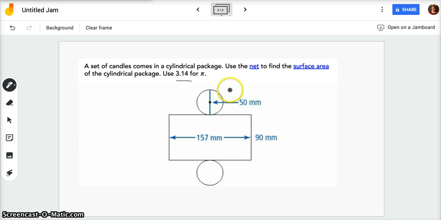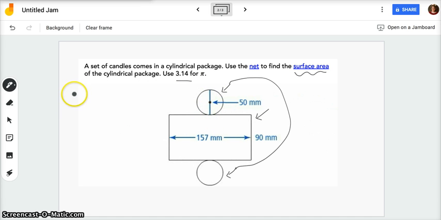Whenever we're finding the surface area of a cylinder, we need to find the area of one of the circles, the area of the rectangle, and then the area of the other circle, which is going to be the same as the area of the top circle too. So we really can just find one circle and then one rectangle and then do some math. So let's do some math together.